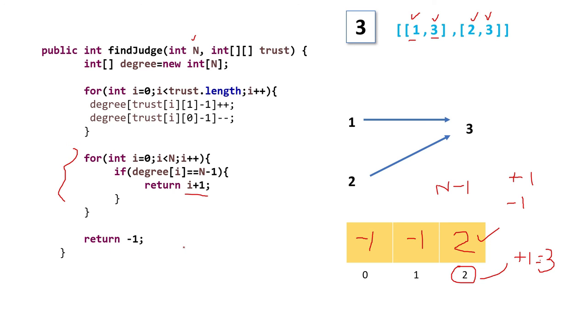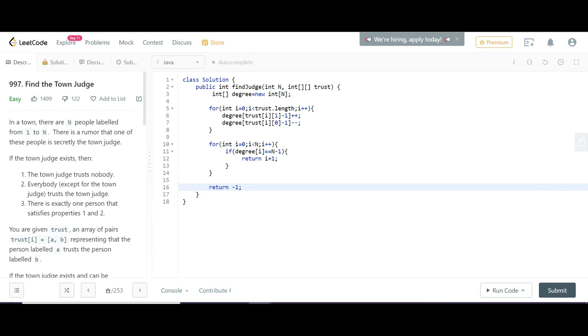So what is the time complexity involved? As we are doing a linear operation twice, it will be O of n. So now if we submit this solution, it is working.